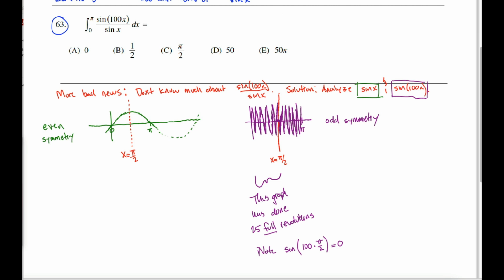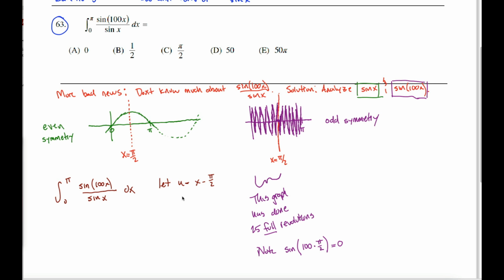Maybe it's easier to see if we first do a u substitution. Our goal is to shift these two graphs pi over 2 units to the left. That'll put this line and point of symmetry on the y-axis, which will make our analysis a lot easier to see. The way we do that is we let u be equal to x minus pi over 2.